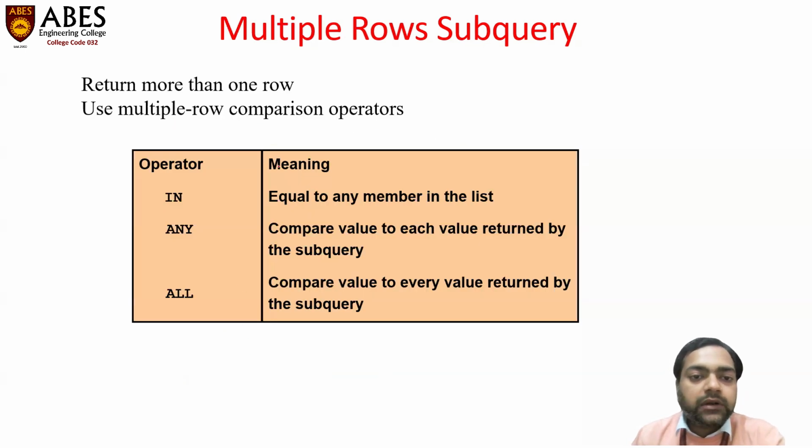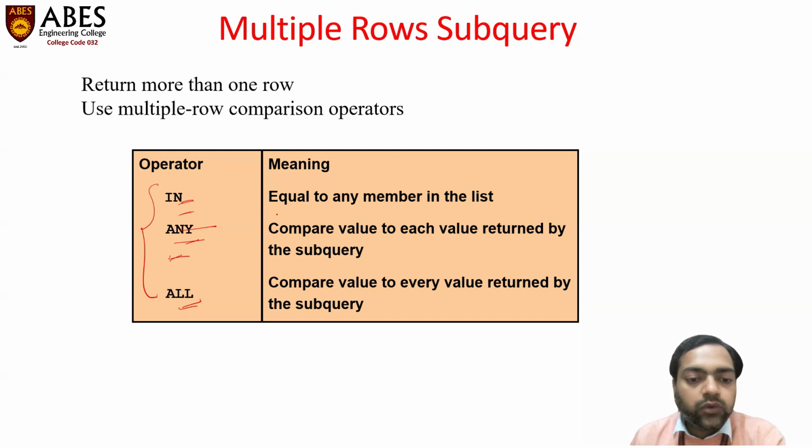Now we have multiple row subqueries. What does it mean? It means that it can return multiple rows. If we talk about a multiple row subquery, the inner query will return multiple rows, and to accept those multiple rows, we have some operators: the IN operator, the ANY operator, and the ALL operator.